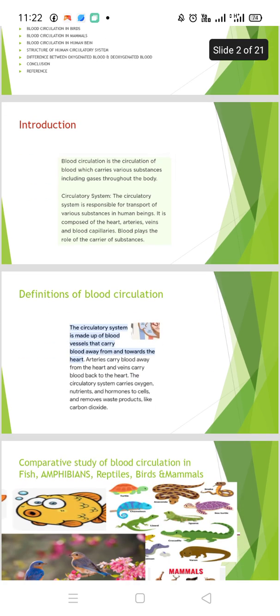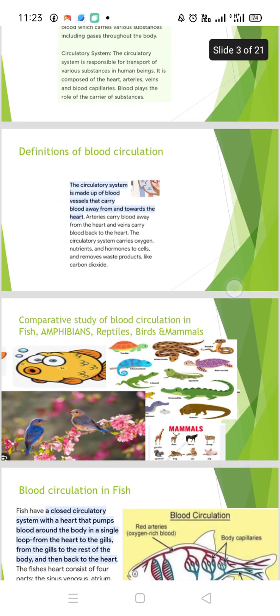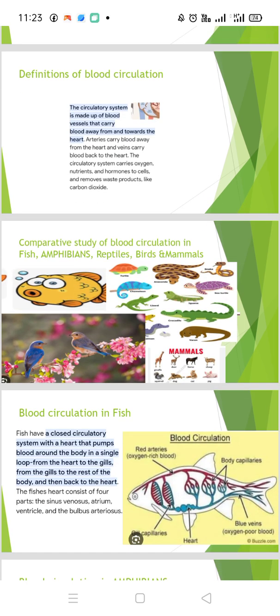Introduction. Blood circulation is the circulation of blood which carries various substances including gases throughout the body. Circulatory system. The circulatory system is responsible for transport of various substances in human beings. It is composed of heart, arteries, veins and blood capillaries. Blood plays the role of the carrier of substances. Definition of blood circulation. The circulatory system is made up of blood vessels that carry blood away from and towards the heart. Comparative study of blood circulation in fish, amphibians, reptiles, birds and mammals.